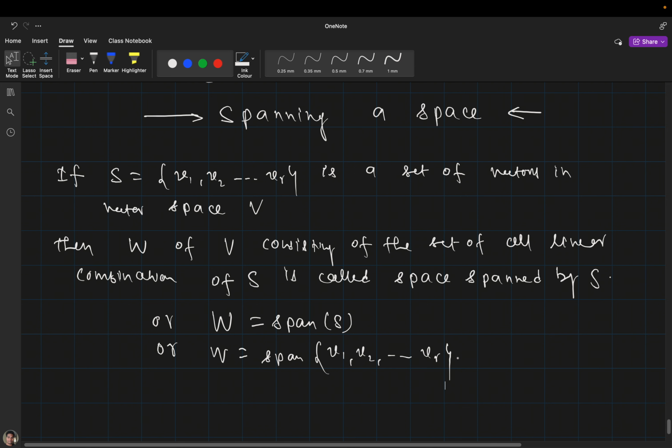What it is saying is, from vector space V, and that vector space will be n-dimensional real space, just take r vectors out of that. Now from that set, you have to create the W set such that all linear combinations are possible. W is nothing but all kinds of linear combinations. Then that W will be called what? The space spanned by this.